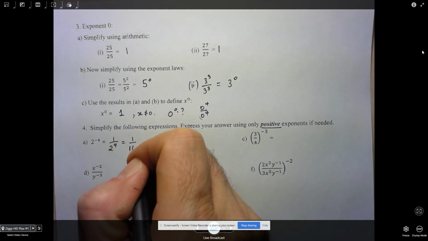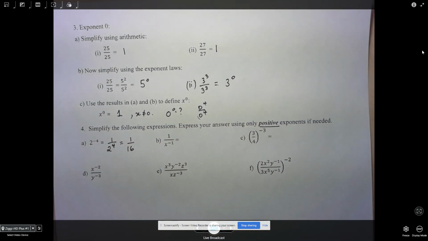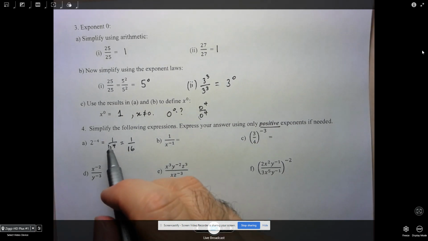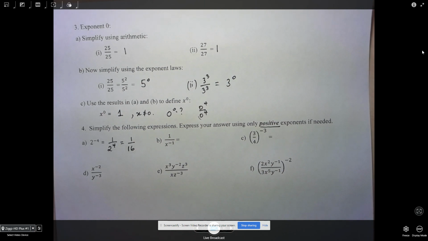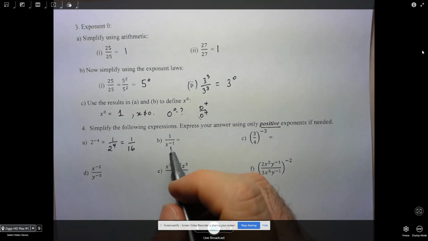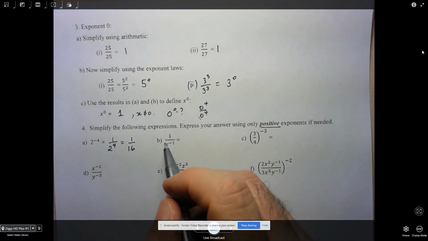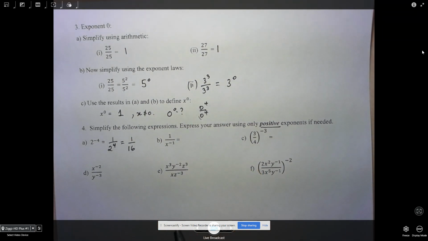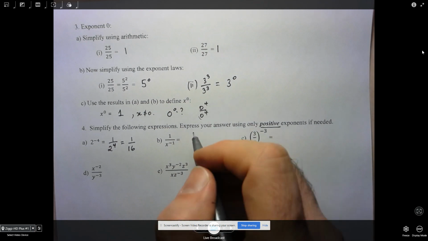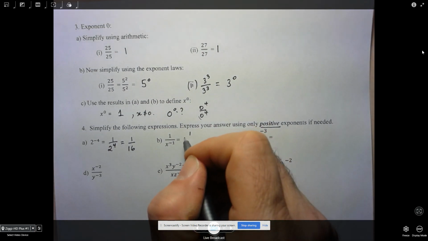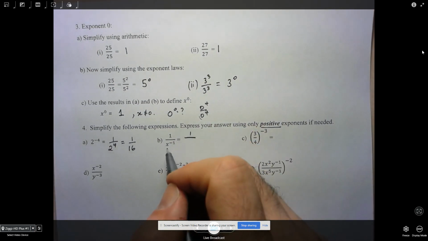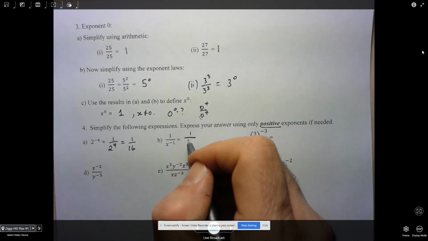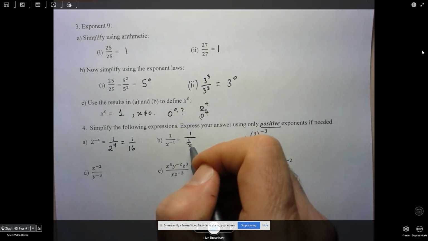We can just write that as 1 over 16. Okay. If this was 1 over 2 to the 20, I would just leave it as 1 over 2 to the 20. Now, this is interesting because we have the negative exponent in the denominator. So let me just follow the rule as it states. So I have 1 over, and what does x to the negative 1 mean? Well, it means 1 over x.